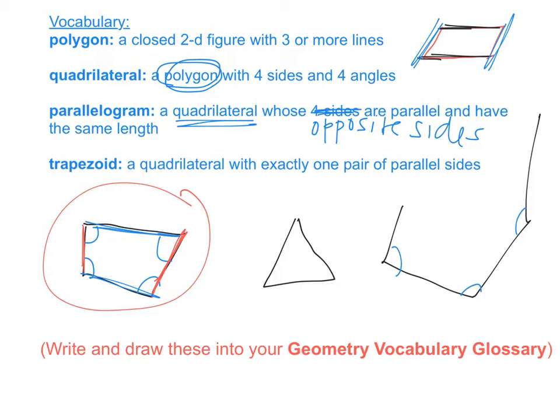Now, a trapezoid is a quadrilateral, so again, we know a lot of information. We know it's a polygon. We know it has exactly how many sides?